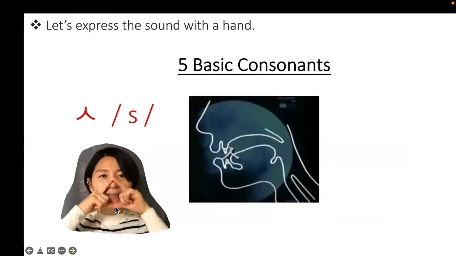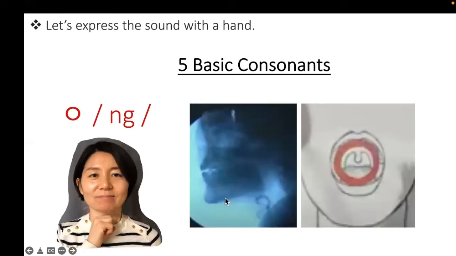And then for the "s" sound, the air goes through those two teeth. Try to make a snake head shape. Remember the snake head shape. That's the Korean "s" and the English "s".